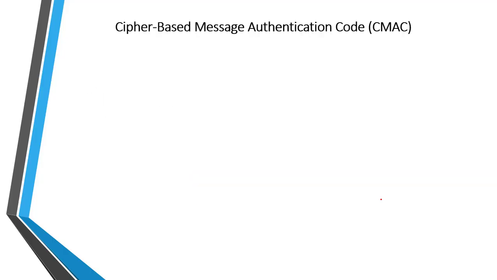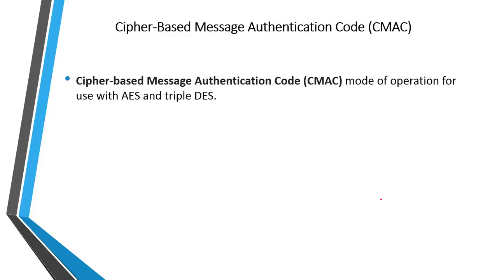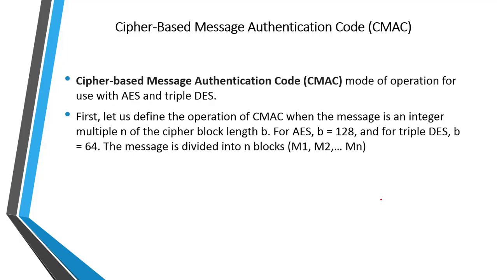Now we will see another algorithm, that is CMAC, cipher-based message authentication code. Here, the cipher-based message authentication code modes of operation deal with the AES and DES. For AES, first let us define the operation of CMAC when the message is an integer multiple n of the cipher block of length b. For AES, the block length b is 128, and for DES, the block length is 64 bits.